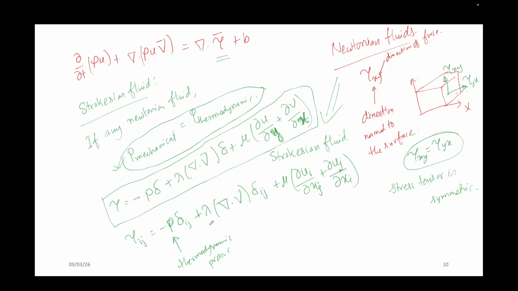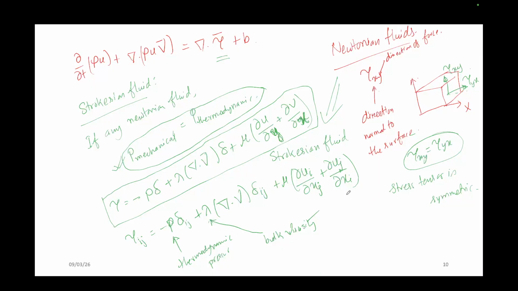Next, this lambda. This lambda is your bulk viscosity. And that means the viscosity of the whole fluid. V, I know, is velocity, and all these things you know.